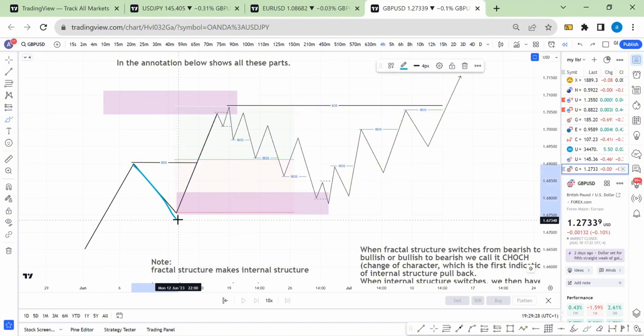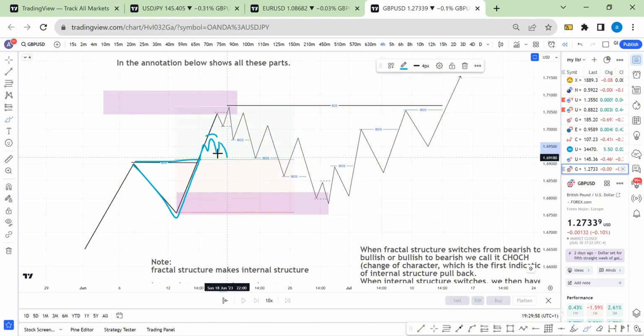Then price comes back and breaks the previous high it made. Immediately it breaks it, you are expecting a fractal change of character, a fractal switch of structure. That's what you are waiting for. Immediately that fractal switch happens, and price preserves the fractal high and breaks this low, then we now have an internal break of structure.